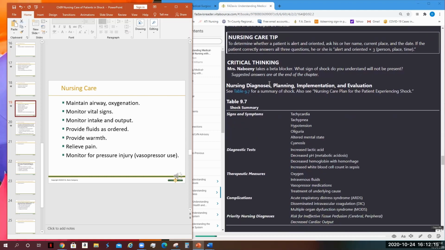Nursing diagnosis, planning, implementation, and evaluation. So remember, this is a shock summary here on this table, 9.7. The signs and symptoms of shock, typically tachycardia, tachypnea, hypotension, oliguria, altered mental state, and cyanosis due to poor tissue perfusion.